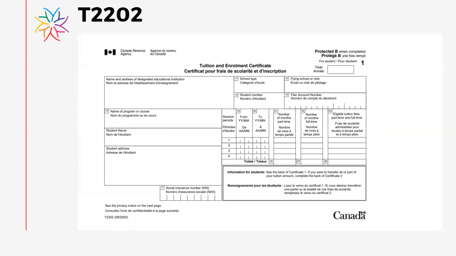Please also note that not all fees you pay to the school are eligible for T2202. For example, student association fees, health and dental insurance, transportation and parking, meals and lodging, etc. are not eligible. Also, the education and textbook credits are no longer available after 2016.